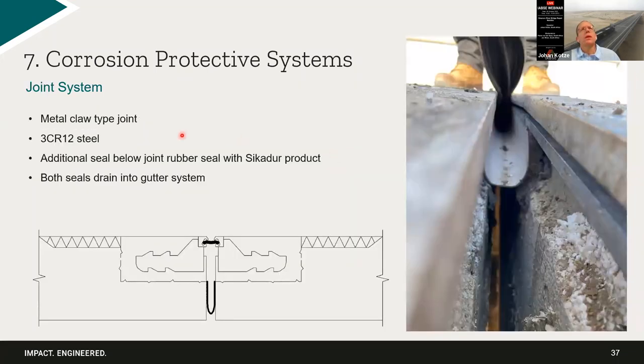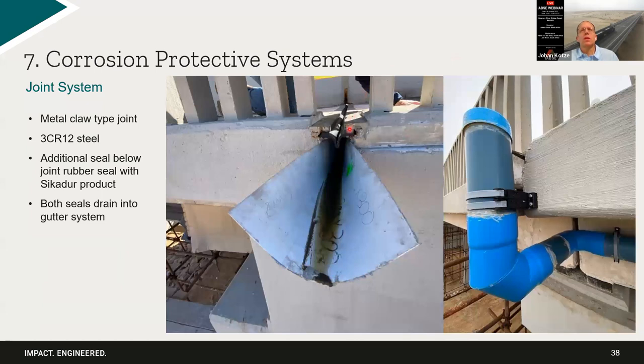But more on the drainage system. We used a metal claw drain, so the steel parts of it were manufactured from 3CR12 steel. The standard joint has a compression rubber seal at the top, and we added another seal at the bottom. It's a Sikadur product that's fixed with epoxy. It's basically a rubber membrane that is just folded like this to collect water should there be any leaks here. And then the idea is that it drains to the side with the slope of the deck, and then it drains into a pipe system on the side of the deck.